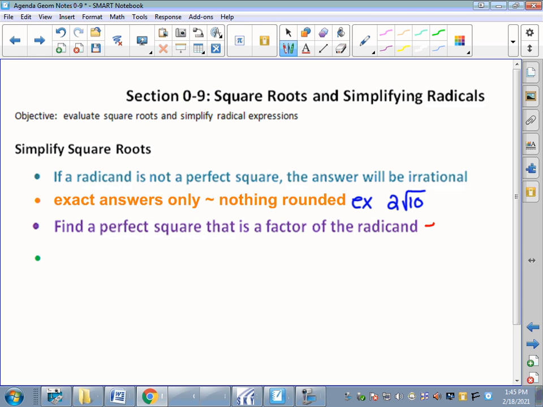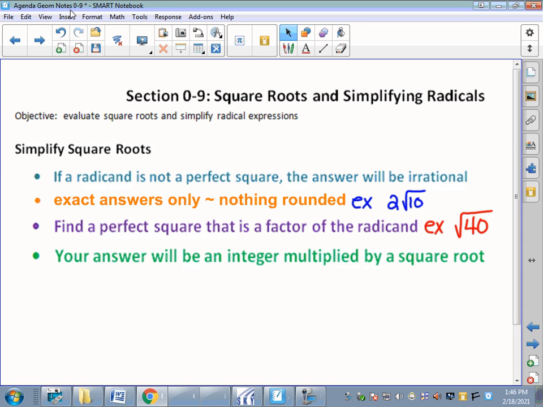So in other words, I might start off with something like a square root of 40. So I have to ask myself, are there any perfect squares that are factors of 40? Well, I know 8 times 5 are factors of 40, but 8 isn't a perfect square and 5 isn't. 10 times 4 multiply to give us 40, and 4 is a perfect square. So we have to know or be able to find that list of perfect squares. So your answer will be an integer, like 2, multiplied by a square root, say square root of 10.